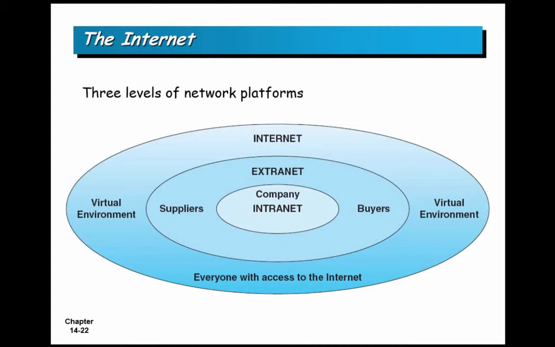If you're in a just-in-time world, you want to make sure that you have a very strong linkage to your supplier so that you can order something immediately and expect to get it right away. And that would be the extranet. And then the internet is what everyone sees. So this is kind of a Venn diagram. Remember Venn diagrams? Of how you see everything. The intranet is a subset of the extranet, and the extranet is a subset of the overall internet.